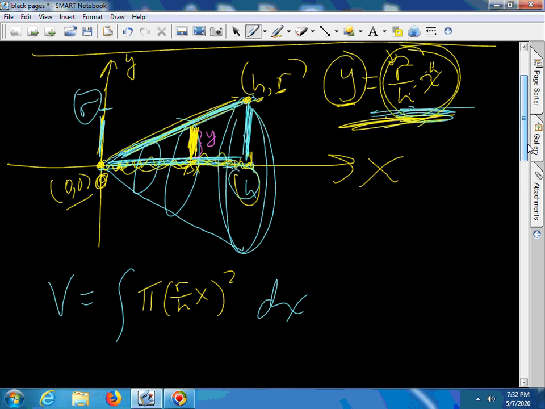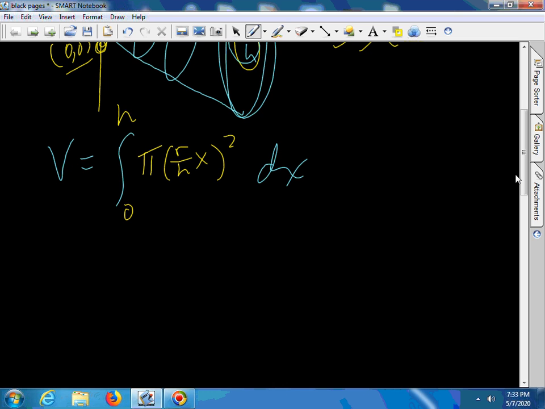And these slabs that are being rotated go from x equals 0 right here, all the way up to x equals h. Only over the purple are we going to have slabs that we are going to rotate around the x-axis. It goes from 0 to h. Okay? And it's a really simple integral. Let's just clean it up.